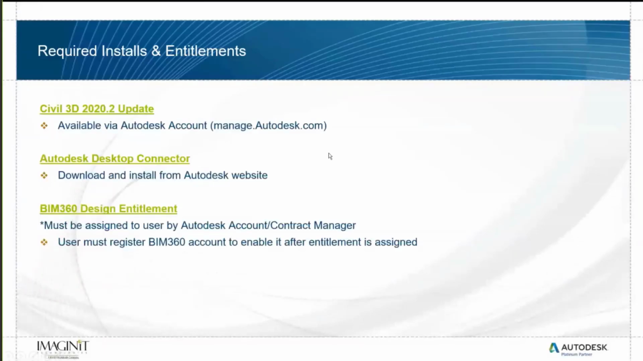And if you don't have BIM 360 design, that's something that you can test out or you can purchase through your account manager. The desktop connector and the Civil 3D 2020.2 update should be available to you if you're already on software subscription for those products. So that update is part of the subscription benefit. The desktop connector is free, download through that website. And then the BIM 360 entitlement is something that needs to be added to the user accounts there as well.